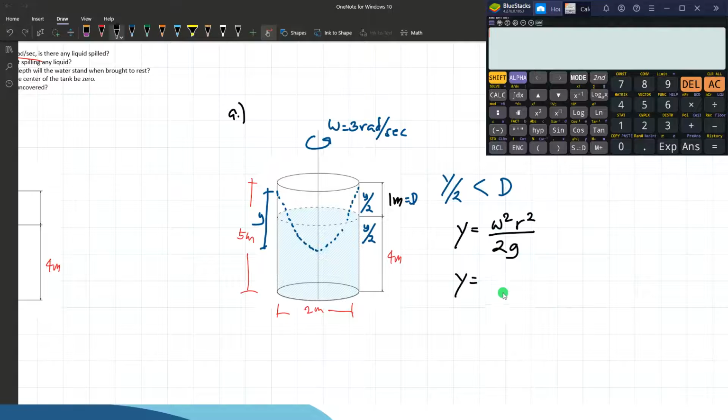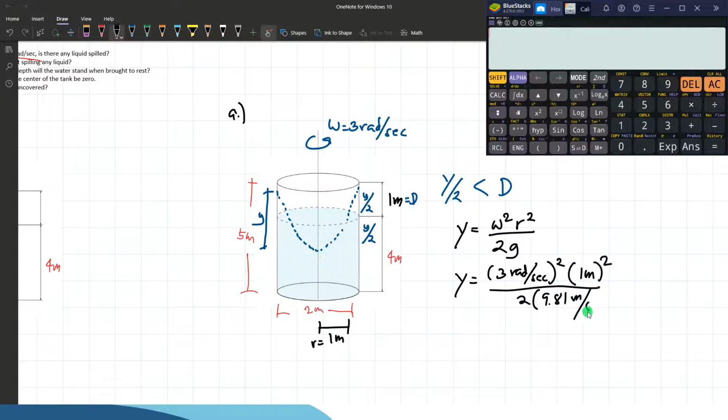So y equals, W should be in rad per second. It is rad per second already, so we can directly substitute that, raised to 2. The radius, if we have a 2-meter diameter, is half of it, R squared, divided by 2 times G, which is 9.81 meter per second squared. So the units will cancel out. The unit will be in meter.